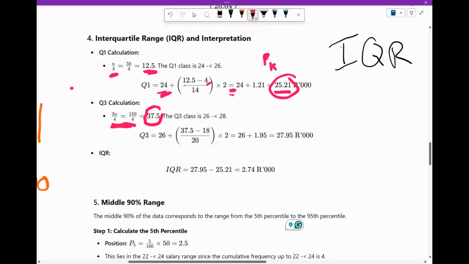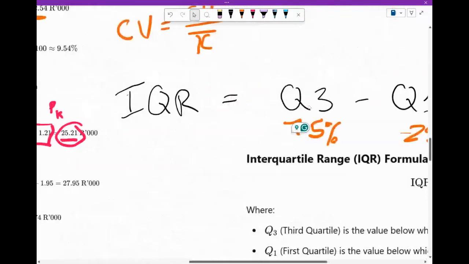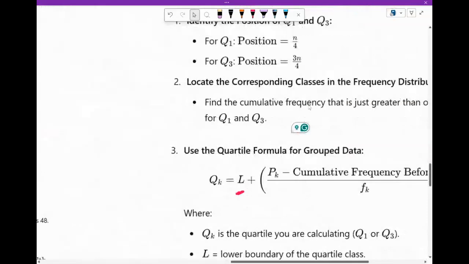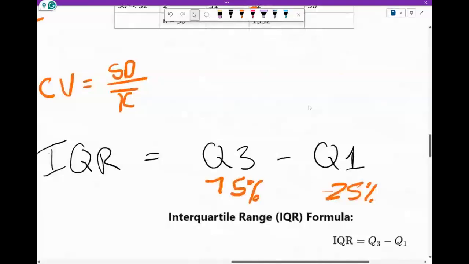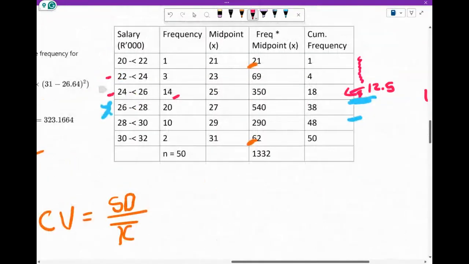And then we're just adding it to the 24, as you can see here. So the 24 comes from the salary column, right? No. Remember, let's go back to the formula and see. That is the lower bound of the class we're looking at. And we said the class we're looking at is 24 to 26. So 24 would be the lower bound. Exactly. And 26 would be the upper bound. Okay. All right.